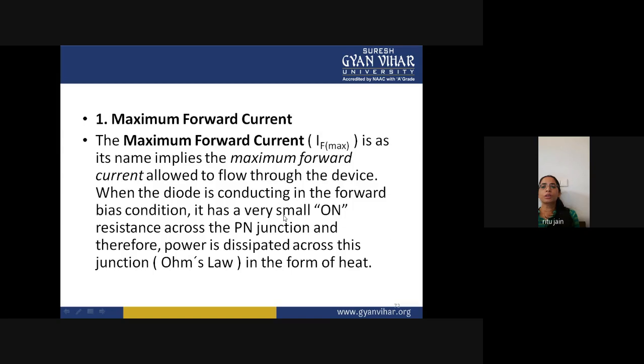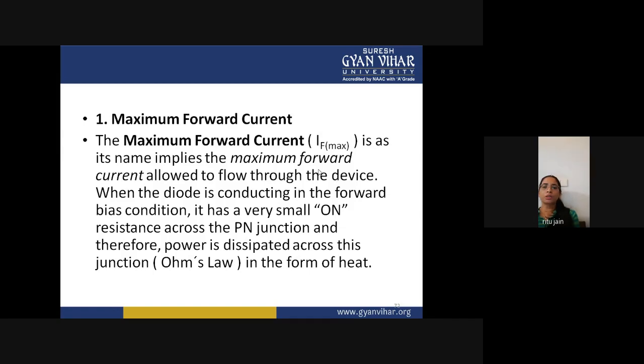The resistance across the PN junction, and therefore power is dissipated across the junction. You know that V is equal to IR. So if there is a current, suppose the value of that current is I, and there will be some voltage, obviously. So the resistance will be R is equal to V by I. So the resistance in the case of forward biasing will be very less. So almost V is proportional to I.